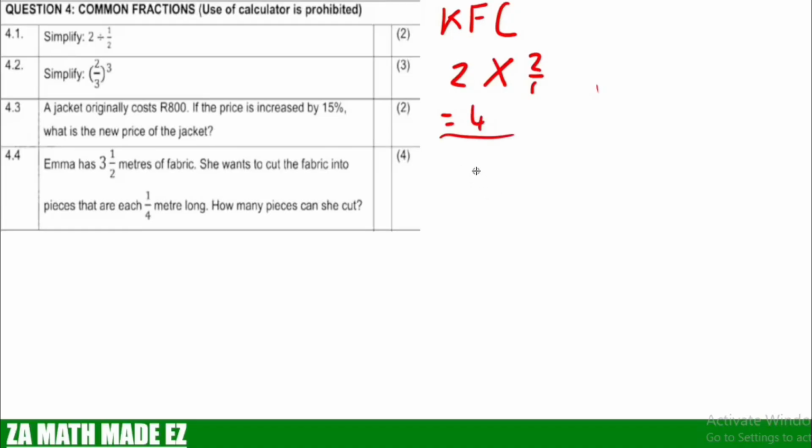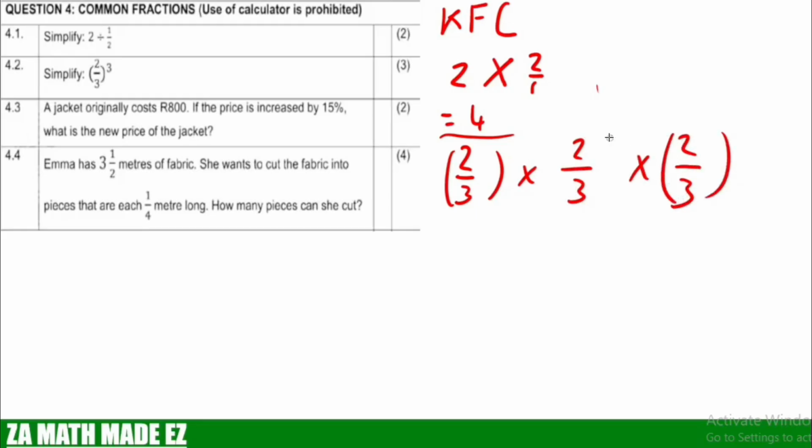4.2. Simplify 2 over 3 to the power of 3. Now if you remember, just like normal numbers, you take 2 over 3 to the power of 3 times it by 2 over 3, and we times that also by 2 over 3. And if you multiply the numerator, 2 times 2 times 2, that's equal to 8. Multiply the denominator, 3 times 3 times 3, that's equal to 27. And that's your answer, 8 over 27.